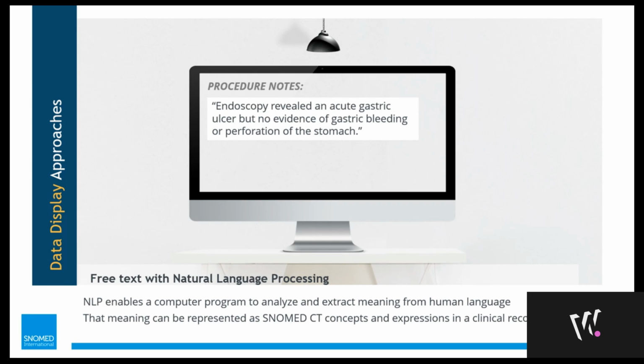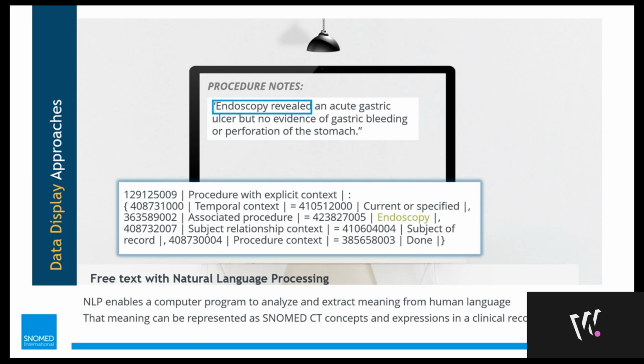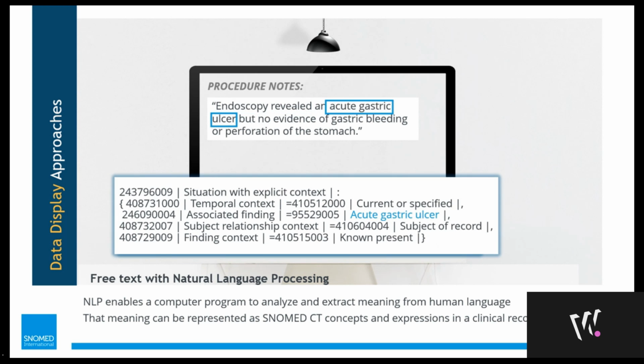The resulting SNOMED CT expressions derived from this sentence are, firstly, endoscopy revealed leads to the procedure with explicit context expression, with the associated procedure being endoscopy. And the text acute gastric ulcer leads to the situation with explicit context expression, with the associated finding being acute gastric ulcer.